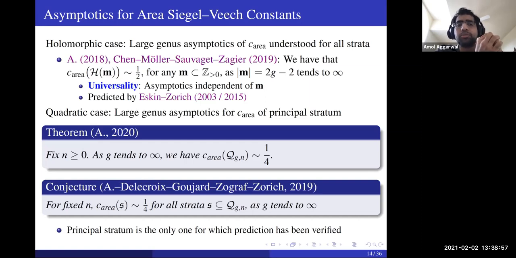Now for the quadratic case, when I allow poles and glue anti-parallel sides on my polygons, one can compute these asymptotics only in the case of the principal stratum, the largest one. The statement there is that as g tends to infinity, with n fixed, say 10 or 5 or whatever, the area Siegel-Veech constant converges to 1/4. The conjecture is, once again, that this should not depend on the stratum and should be 1/4 regardless, but this is only proven for the principal one. I can pause again and ask if there are any questions before continuing.